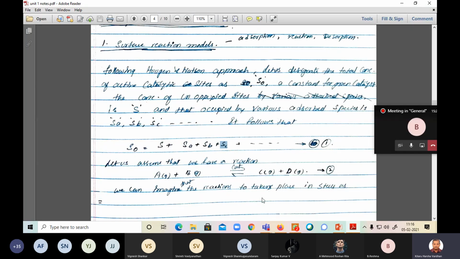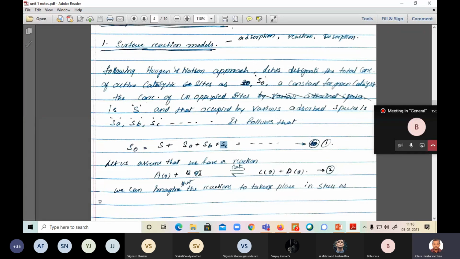So we imagine that the reaction is taking place in steps. A is a gas, B is a gas, both these reactants are sitting on a catalyst surface to give you C and D. So how is this reaction happening? We are just imagining a series of steps. What could have been the steps? A will be sitting on the active site and reacting to give some intermediate.